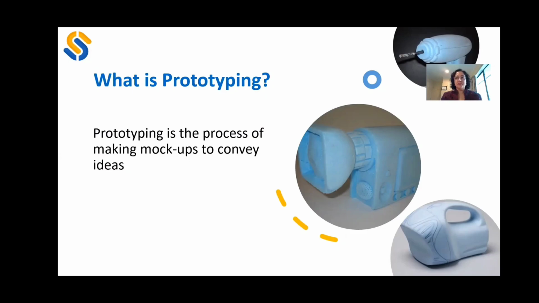And at the same time, I'll show you some of the mock-ups that my students have made, which is quite interesting to see. So here on the right, you can see a few prototypes made out of blue foam, and these are looks-like prototypes. So it just shows you the shape and form and size of what they're planning to make.